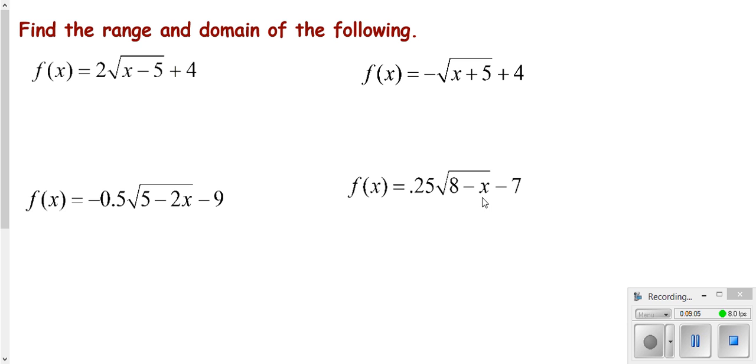Over here, your domain is going to be setting the inside greater than or equal to 0. You're going to get x to be less than or equal to 8. Then for your range, you're going to be getting out greater than or equal to 0 here because it's a positive in front. Greater than or equal to 0 minus 7 would be your range being greater than or equal to -7.